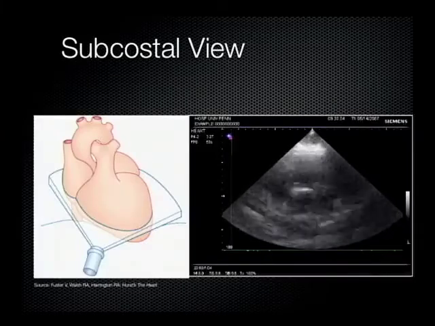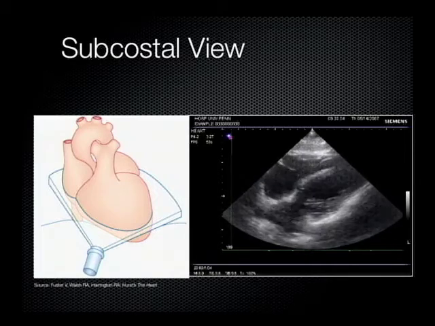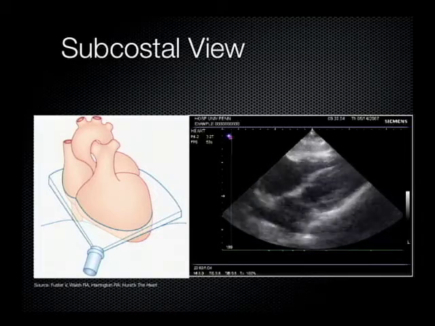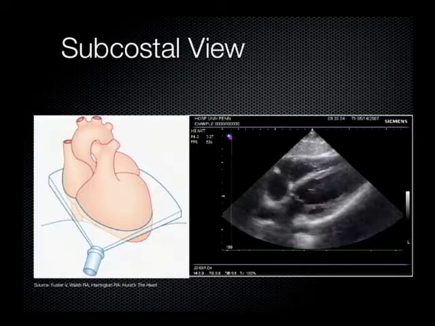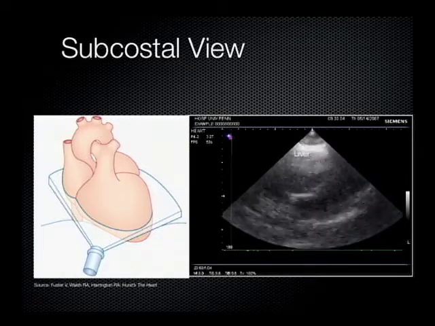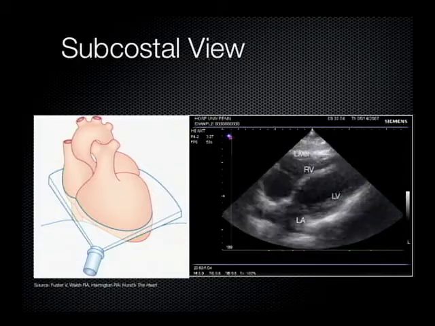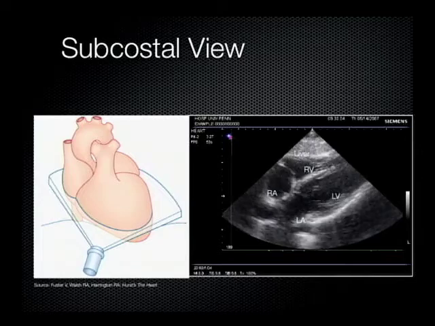The ultrasound beam will be perpendicular to the interventricular and interatrial septa. This view is especially helpful in looking at the heart in barrel-chested patients because the other views may be difficult to obtain. Again, here's the liver, the left ventricle, left atrium, and right atrium.